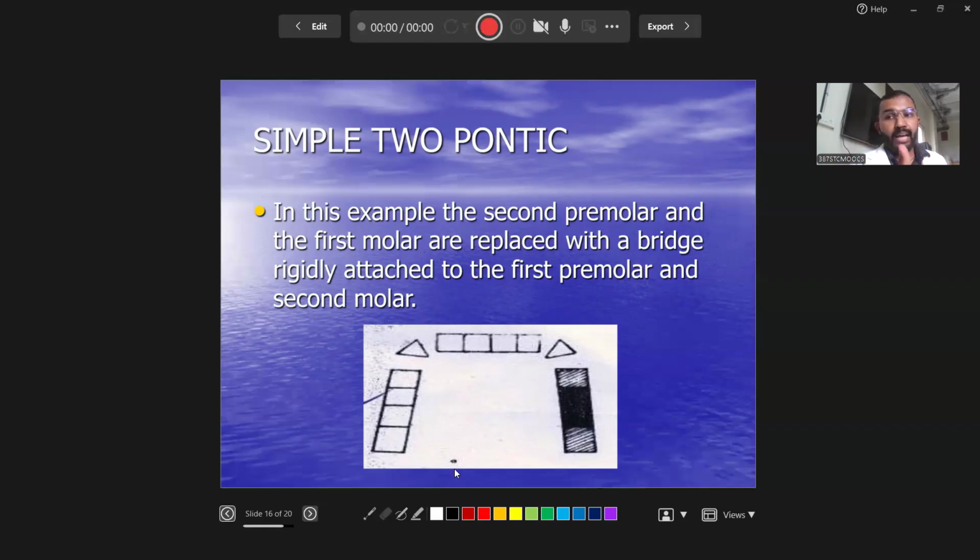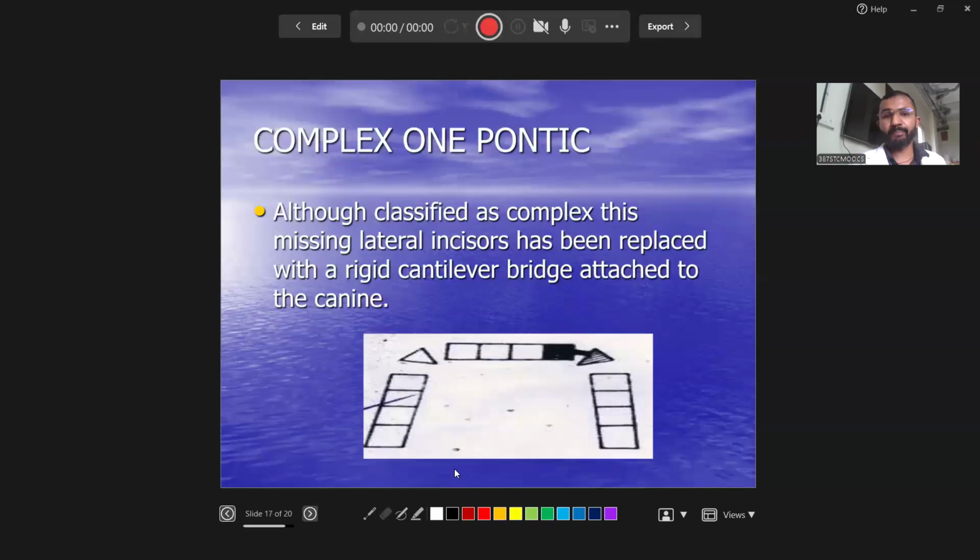Coming to the simple two bridging, again simple means not involving the canine, so anteriorly we can't, we have to use the posteriors. In this example, the second premolar and first molar are replaced with a bridge rigidly attached to the first premolar and the second molar. Still here we are not using the canine as an abutment. Coming to the complex one bridging, it means we have taken the support of the canine and are replacing the lateral, or we have taken the support of the central and canine and are replacing the lateral. In that case also, it's a complex one bridging.